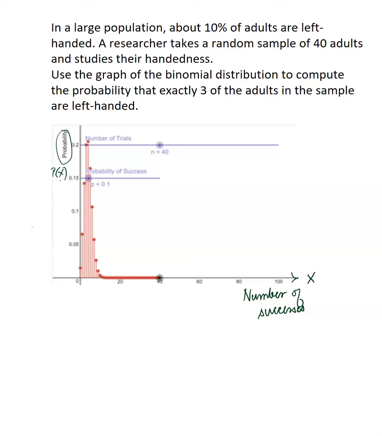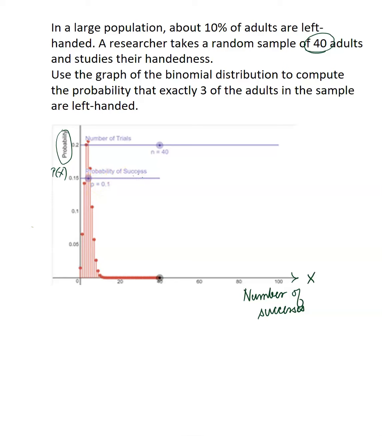But because this is more animated stuff, what they've given us is, you see on top, it says the number of trials, and you have this slider bar. So it says n equals 40. So it's fixed at 40. If you slide it accordingly, you'll get a different graph and so on, right? So you want to slide it to 40 because our sample is of 40 adults.